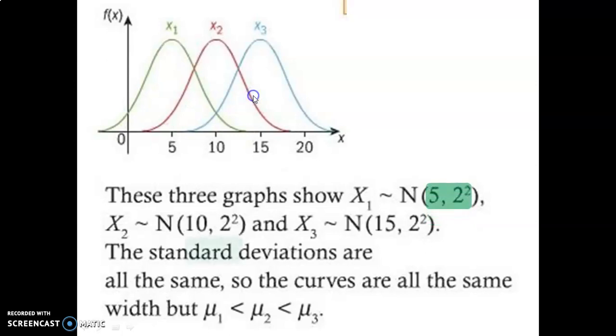We have 3 different distributions there. Notice these all have the same standard deviation, the 2 squared there, but the mean is different, 5, 10, 15. So you can see again, same shape, but mean is 5, mean is 10, mean is 15.